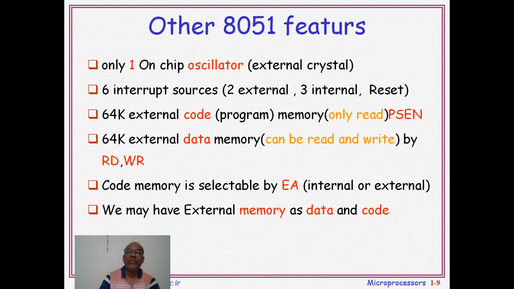What are the other features of 8051? It uses only one on-chip oscillator, that means an external crystal. It uses 6 interrupt sources: 2 external, 3 internal and 1 reset. It uses 64 kilobyte external code, that means program, memory. It is used for read only. Then it uses 64 kilobyte external data memory, which can be used for reading as well as writing. Code memory is selectable by EA, internal or external. We may have external memory as data and code.